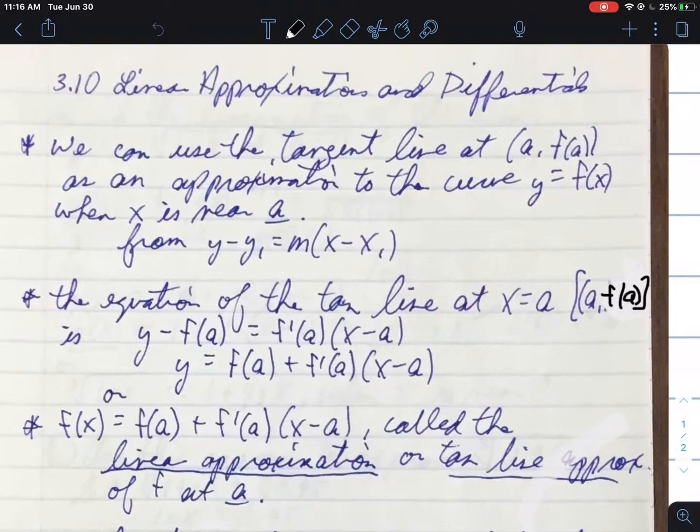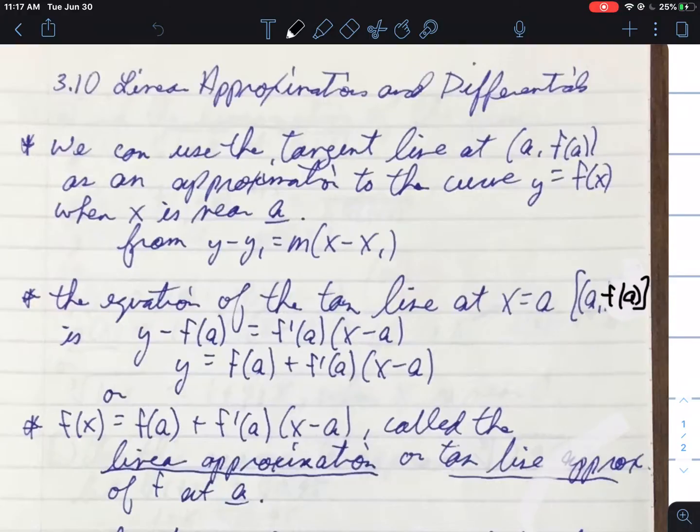Section 3.10, linear approximations and differentials. So there's two parts to this section, and really, the two topics themselves, in terms of the calculations that are going to be done and the processes, there's really nothing new here. What's going to be different is some of the language, some of the notation that we use or talk about.